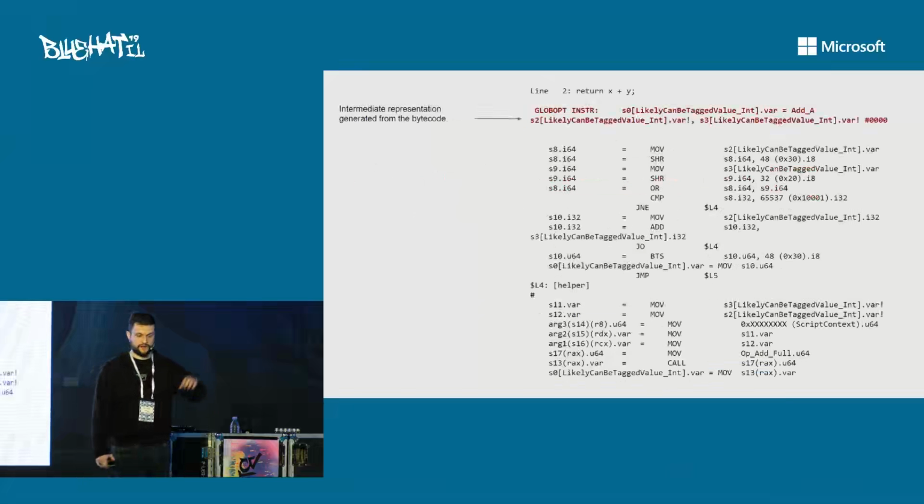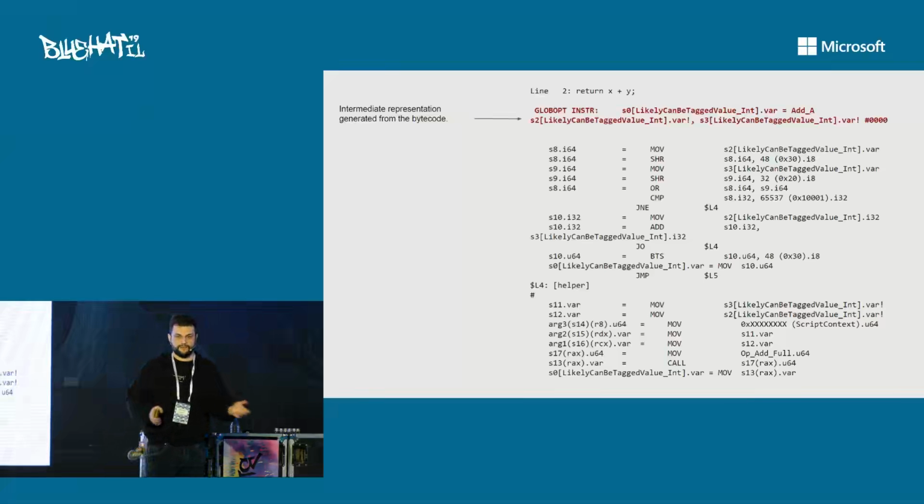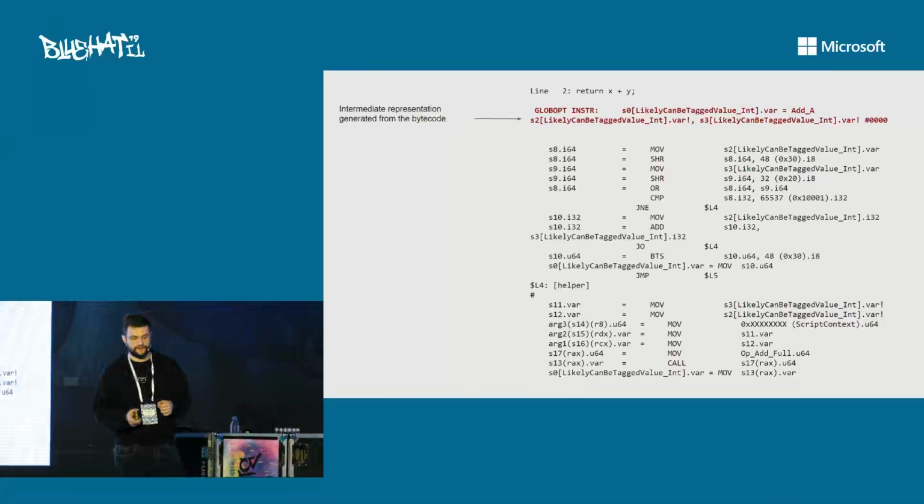Here, highlighted in red, you have the intermediate representation of the instruction we're looking at. If you cannot see on the right, the instruction is called Add_A, which adds S2 and S3, which are symbols representing the parameters x and y, and the result of the addition is put into S0, the special symbol for the return value. I don't know if you can see, but the symbols have an annotation between brackets, which is likely tag value integer.